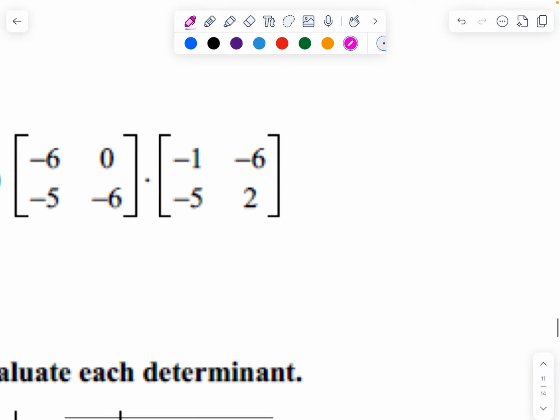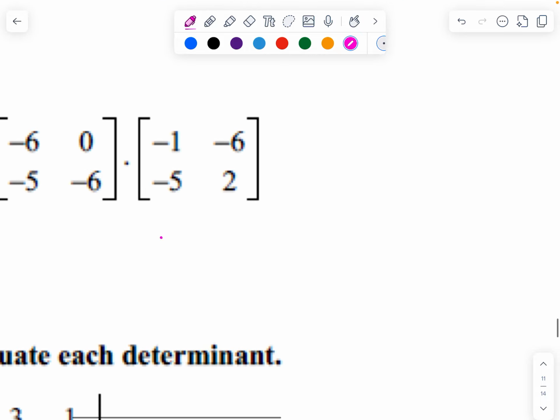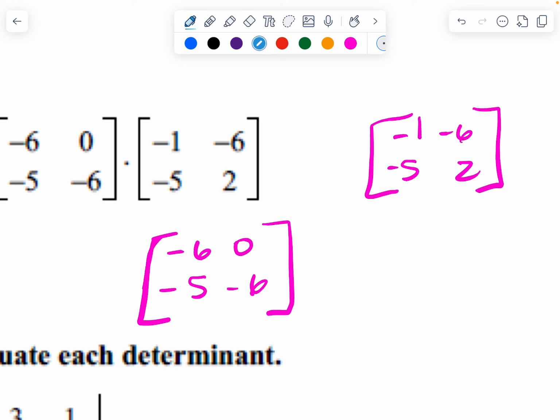Okay, so I'm going to multiply these. So I'm going to bring this here. Oops, that was weird. Negative 6, 0, negative 5, negative 6. And up here, I'm going to do... Oh, I could have just done it. That's okay. I'm going to do it right here.